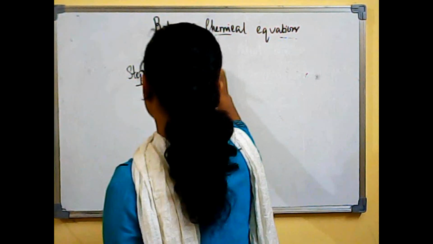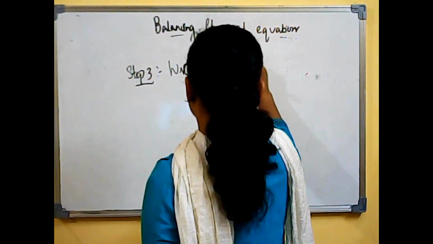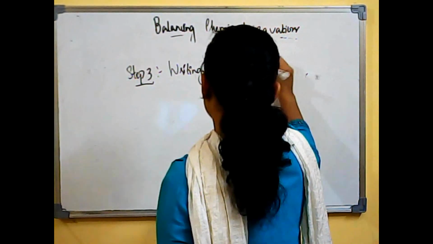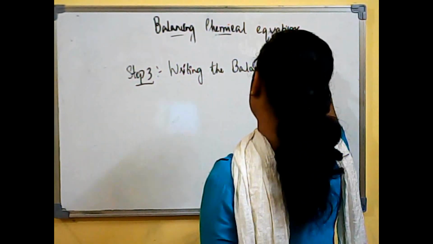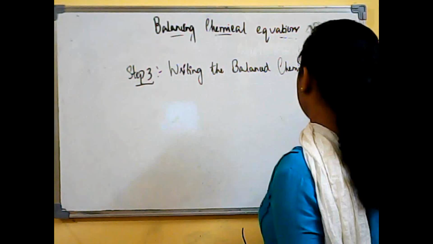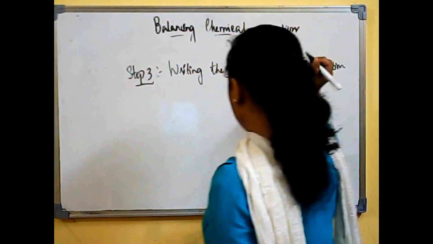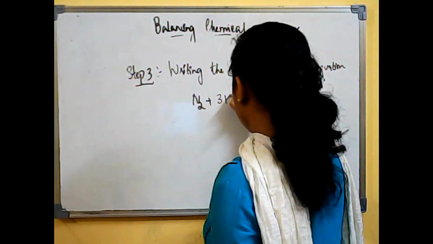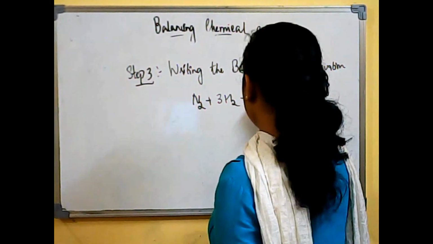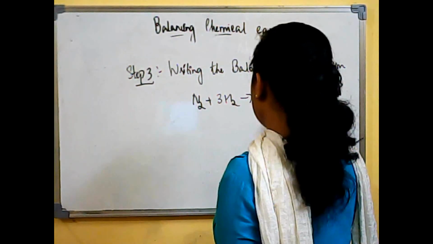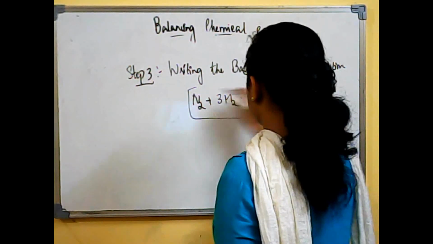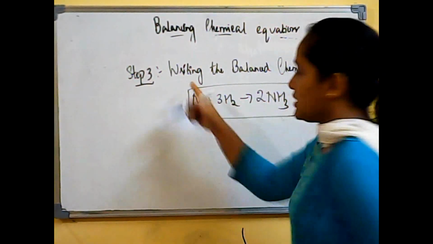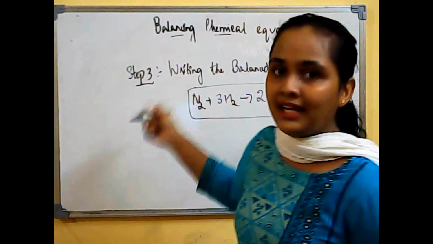Writing the balanced chemical equation, that is your N2 plus 3H2 giving 2NH3. So this is your final balanced chemical equation.